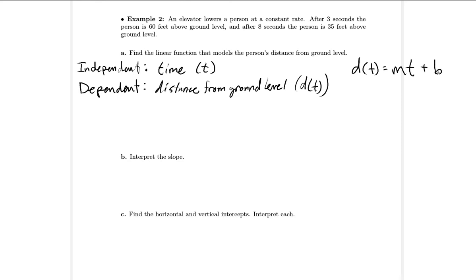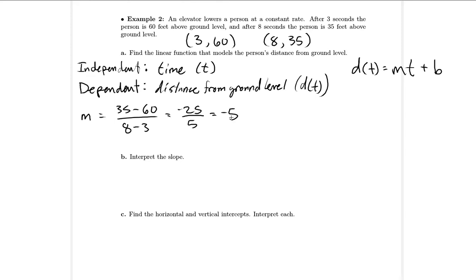All right, so as we did in the last problem, let's identify our ordered pairs. We have 3 seconds going with 60 feet, and we have 8 seconds going with 35 feet. So our slope would be 35 minus 60 over 8 minus 3. So that's going to be negative 25 over 5, which is negative 5. So this time we have a negative slope. So to update this, d of t equals negative 5t plus b.